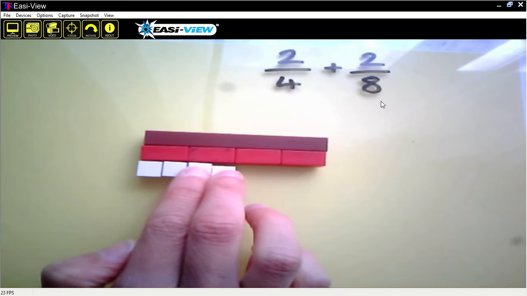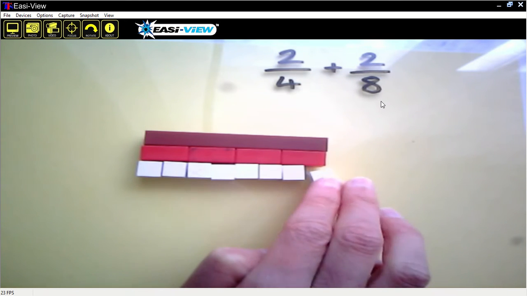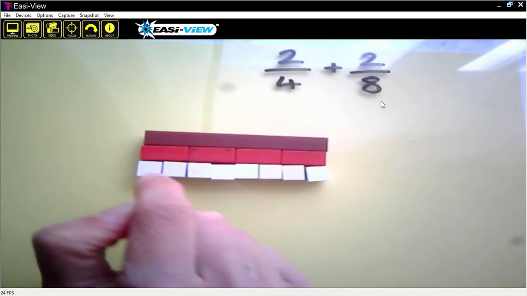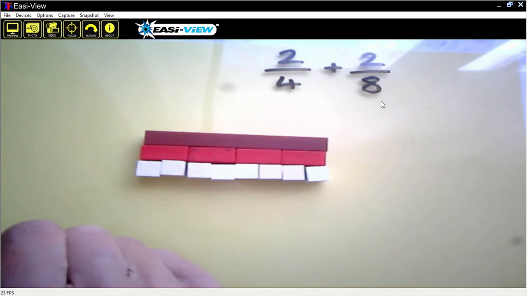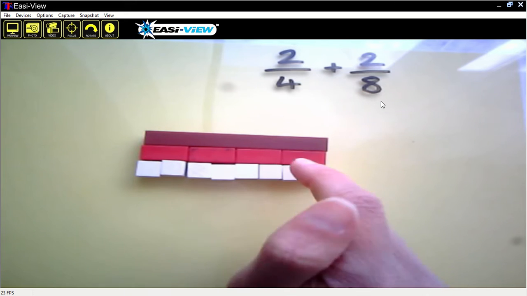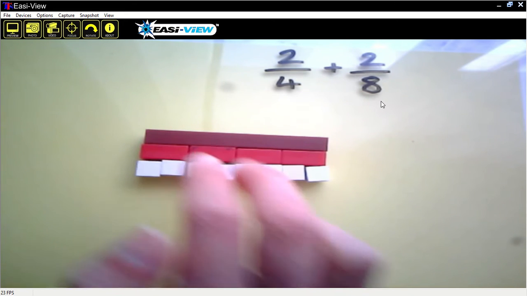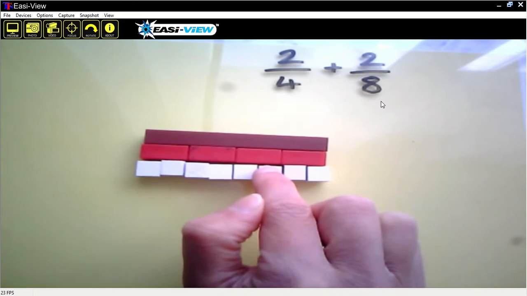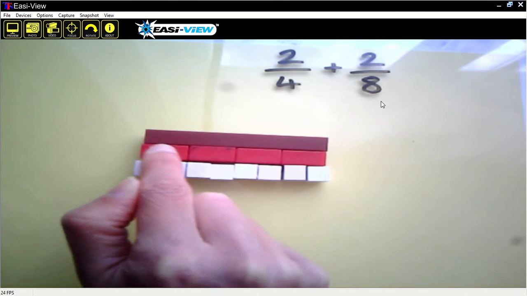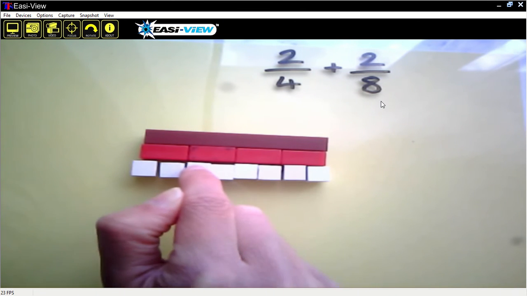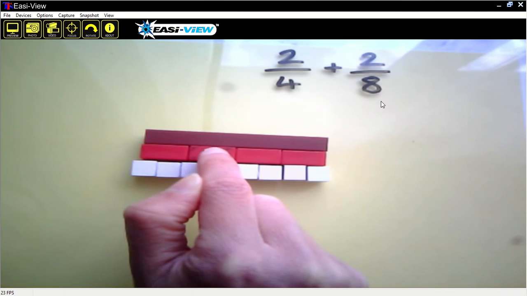So I've got 1 2 3 4 5 6 7 8, and I can see in my model that 2 1/8ths is the same as 1/4. So what I'm looking to do is add my 2/4 to 2 of these eighths. Now, if I know that 2/8 is the same as 1/4, I can look along and see that 4 1/8 is the same as 2/4.